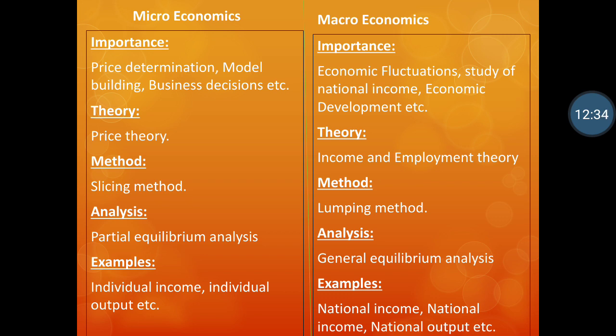Whereas in macroeconomics it goes for general equilibrium analysis, where it says everything depends on everything. That means in macroeconomics, all the variables are dependent on each other. Let us see the examples of microeconomics, that is individual income, individual output, etc. Whereas macroeconomics examples are national income, national output. See the difference here? It says individual income because it deals with the individual unit, and here it says national income because it deals with the economy of a nation as a whole.